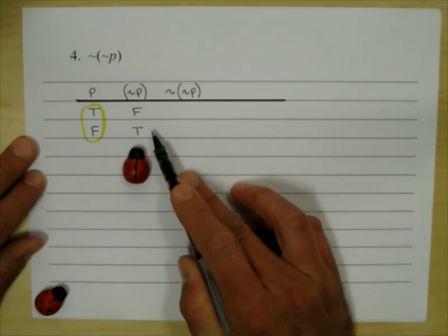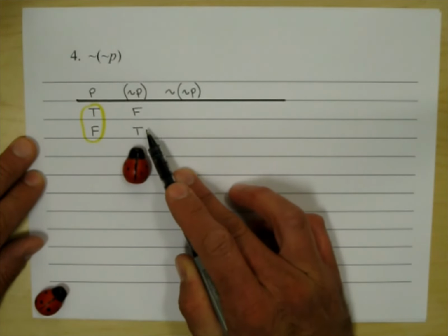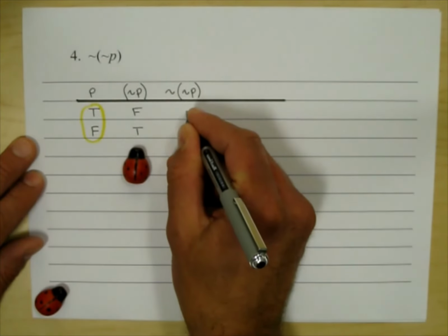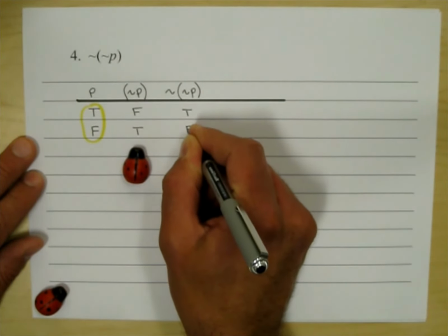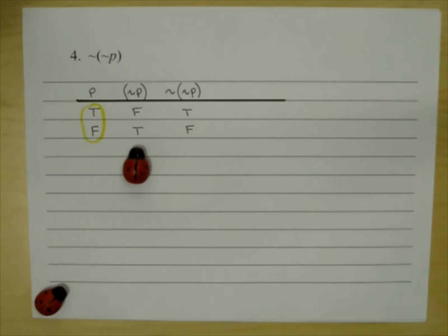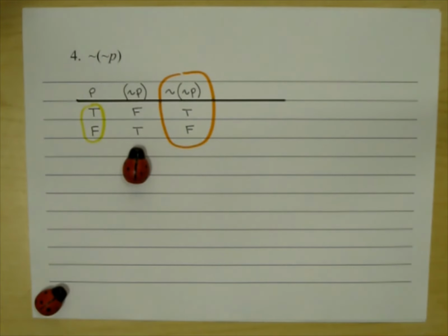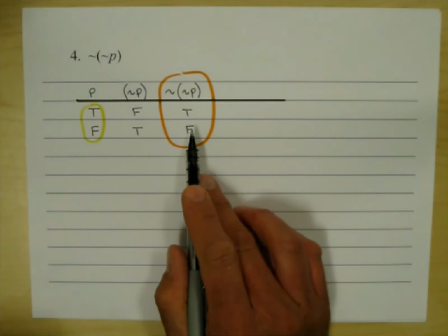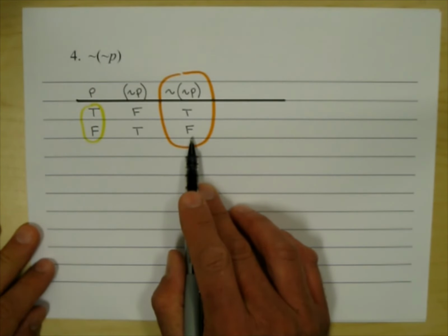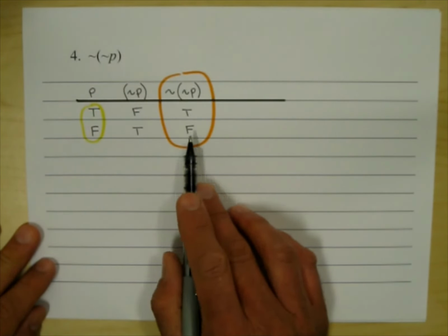And now we're going to take the negation of this column. So the negation of false true is true false. So my final column looks like that. Okay. Look at your final column and compare it to the original column. They're identical. So you could say that P is equal to negation, negation, P.